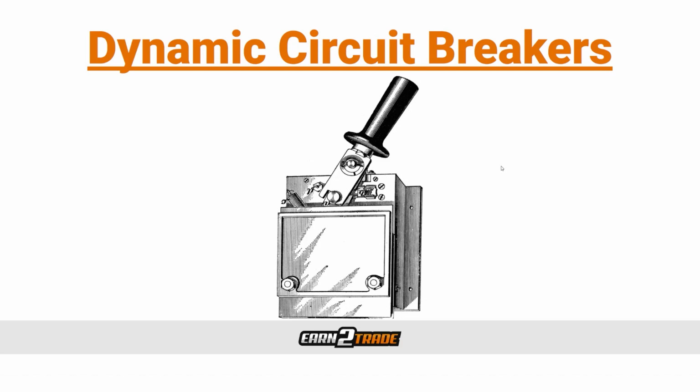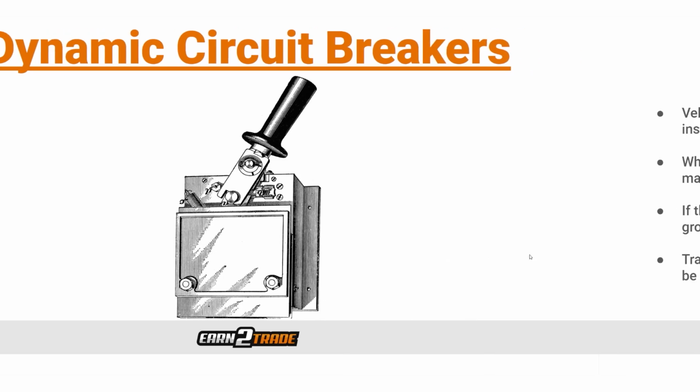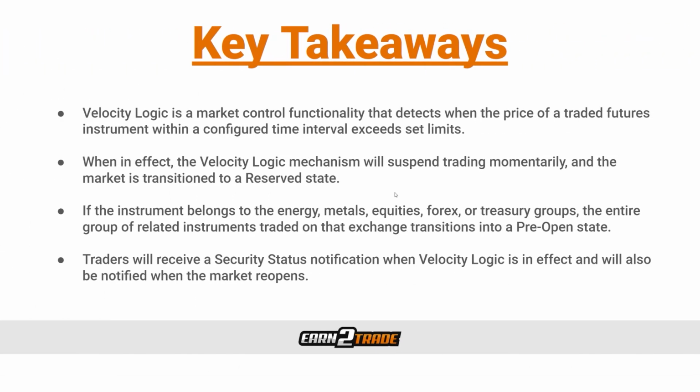If the DCB is triggered in a lead month for the primary contract as designated by the GCC, all corresponding contract markets are immediately transitioned to a pre-open state. This usually lasts around 2 minutes with no monitoring period. On the flip side, if the DCB is triggered in a non-leading month, only the triggering instrument will transition to the reserve state itself.